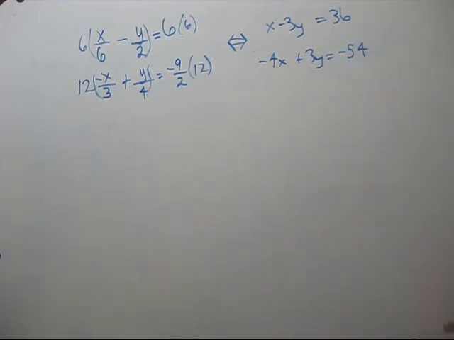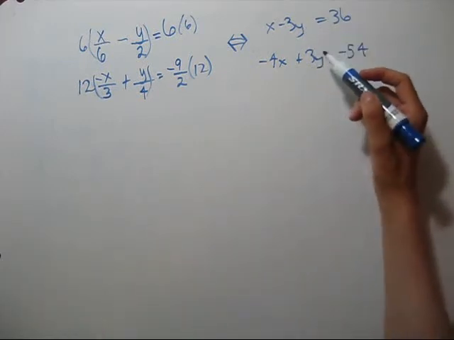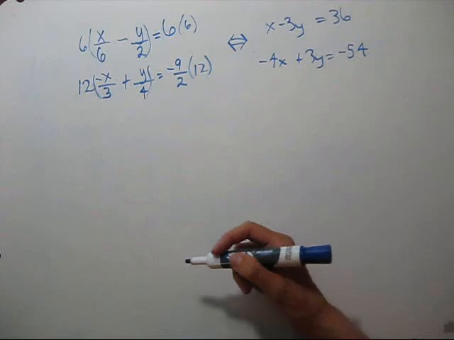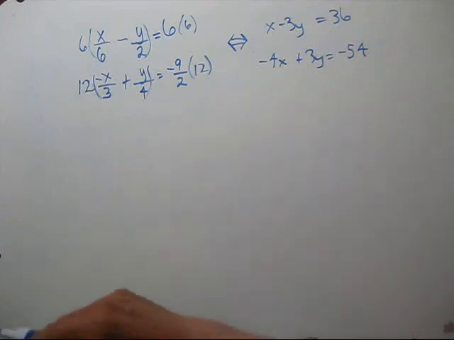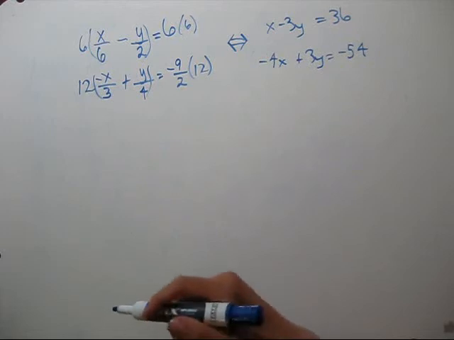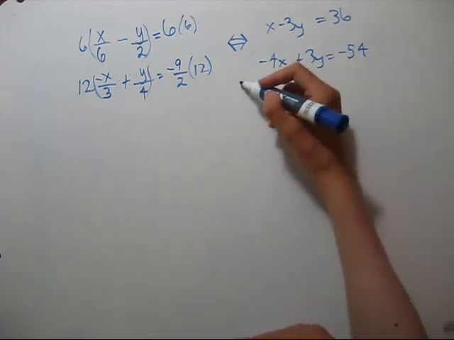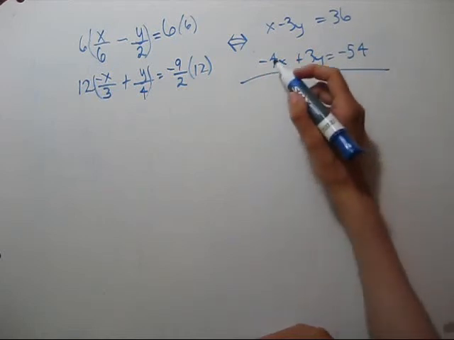Now we need to decide what method to use to solve it. We could do elimination, since we have a negative 3y and a 3y. We could also do substitution, since we have x by itself. It'll be smaller numbers if we do the elimination, so let's add these two equations.